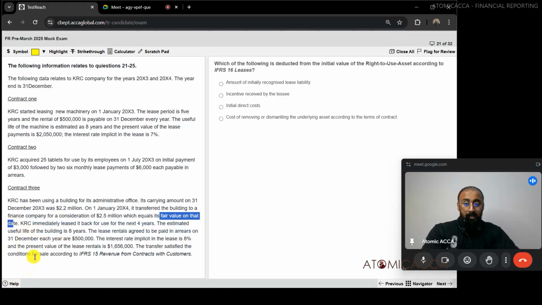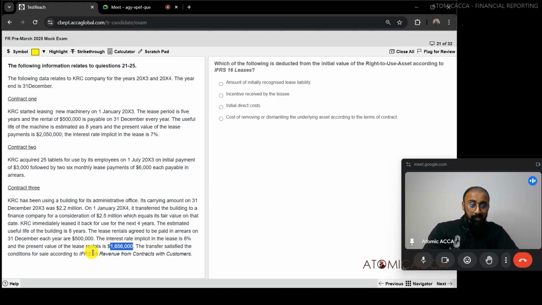KRC immediately leased it back for the use of next 4 years. So this is like a sale and lease back arrangement. Estimated useful life of the building is 8 years. So the total life is 8 years. You're leasing it back for 4 years. Lease rentals agreed to be paid in arrears on 31st December is 500,000 each year. Interest rate implicit in the lease is 8%, and the present value of lease rental is 1656. Transfer satisfied the condition for sale according to IFRS 15.